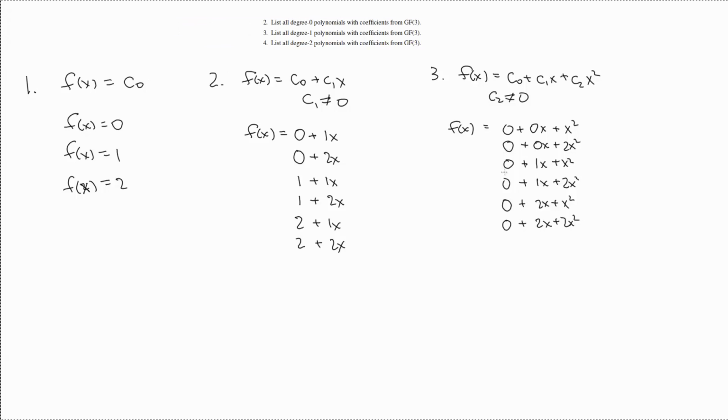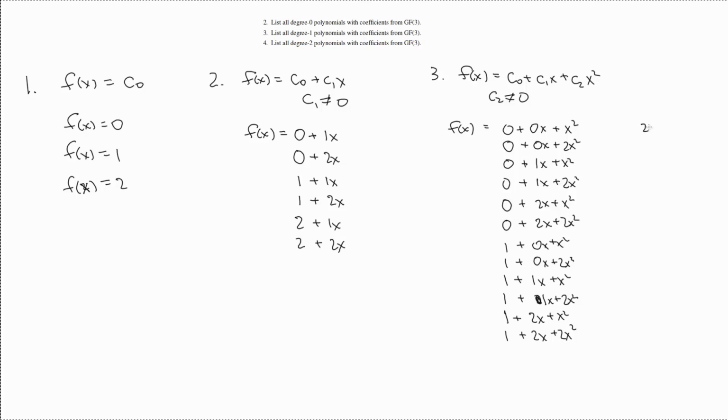And now we list these 6 equations again, with 1 instead of 0. So we have 1 plus 0x plus x squared, 1 plus 0x plus 2x squared, 1 plus 1x plus x squared, 1 plus 1x plus 2x squared, 1 plus 2x plus x squared, 1 plus 2x plus 2x squared.